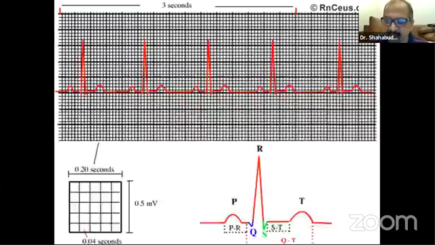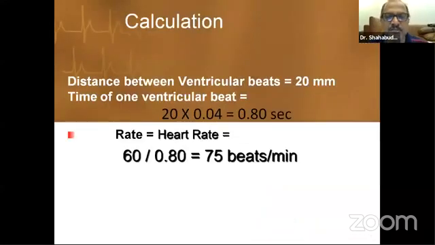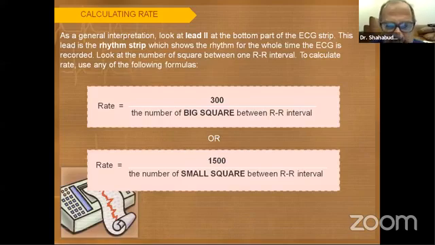The 2-beat rule is very simple. Between the two beats, count how many small squares there are: 1, 2, 3, 4, that is 5 small squares make one largest square. That is 20 small squares here, and each small square is 0.04 seconds. So there are 0.8 seconds. Then you can calculate the rate: 60 divided by 0.8 seconds, that is 75 beats per minute. This is a very easy calculation, but we can calculate from other things.